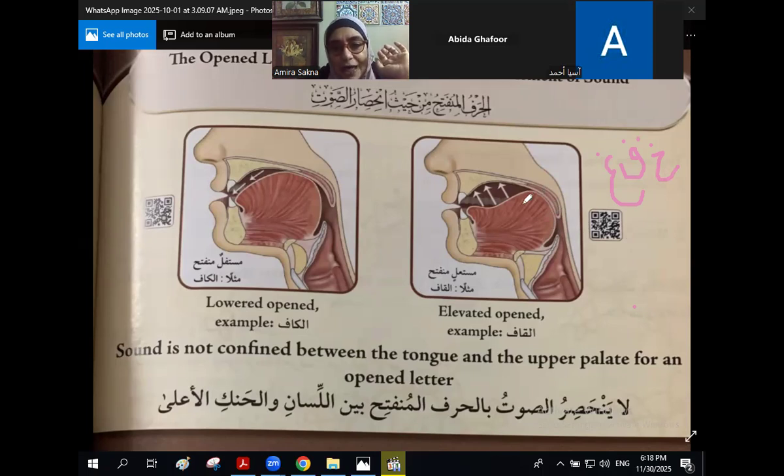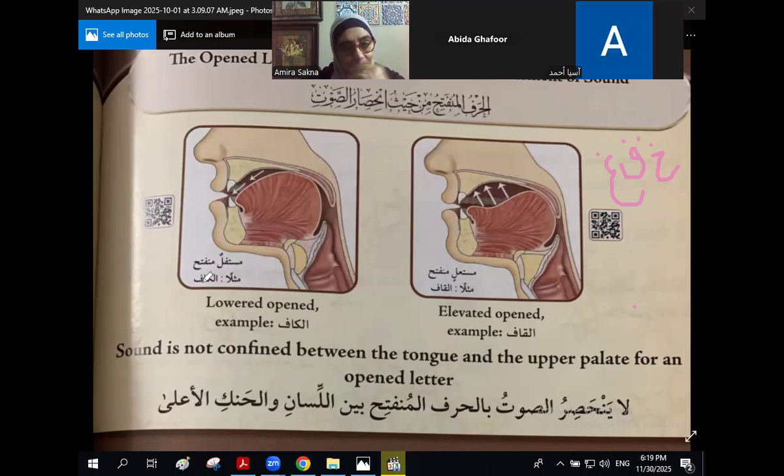When we pronounce the qaf, the sound is directed to the dome of the palate, but it is not confined, not like with ظا, not like with ضاد. So it's musta'li because the sound is directed to the dome of the palate, but it's munfatih, it's open, because the sound is not confined between the tongue and the upper palate. And this is another example for a munfatih letter, but mustafil: lowered and having openings, which can be any one of the 22 letters.